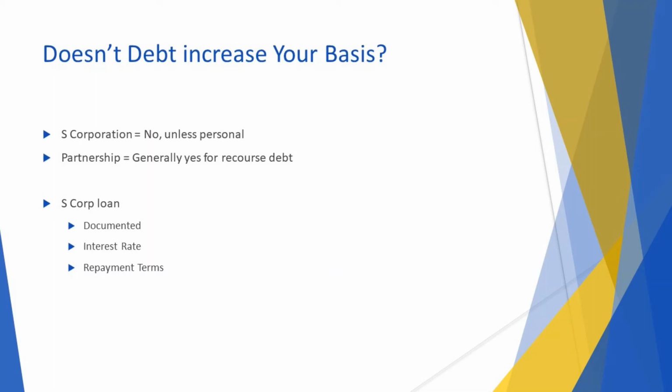Doesn't debt increase your basis? An S corporation is different than a partnership. A partner can see an increase in debt basis for recourse debt. In an S corporation, you only see an increase in debt basis if you make a personal loan to the corporation. The loan should be treated like a loan. It should be documented, carry a reasonable interest rate, and have repayment terms. That's what makes a loan. Borrowing money from a bank does not increase basis, even if you guarantee it.